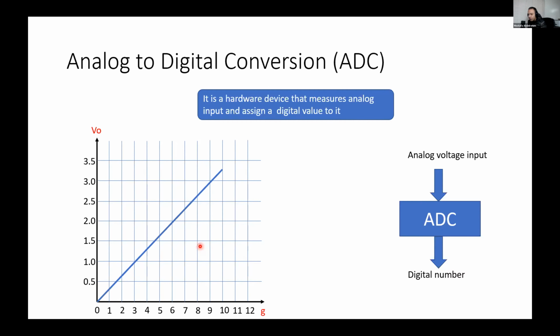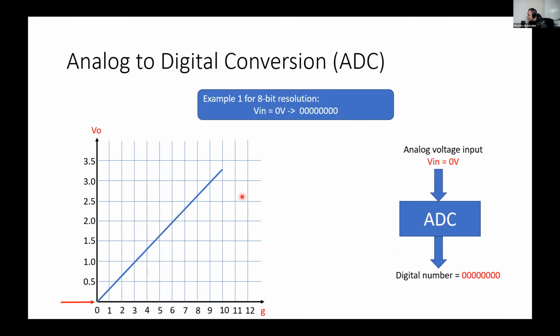Well, that's fine, or convert it to digital value. So now with this ADC, we will activate the ADC in front of this pin that receives the VO signal. And based on the input voltage, we will be seeing here a digital number. So for example, if we go forward.